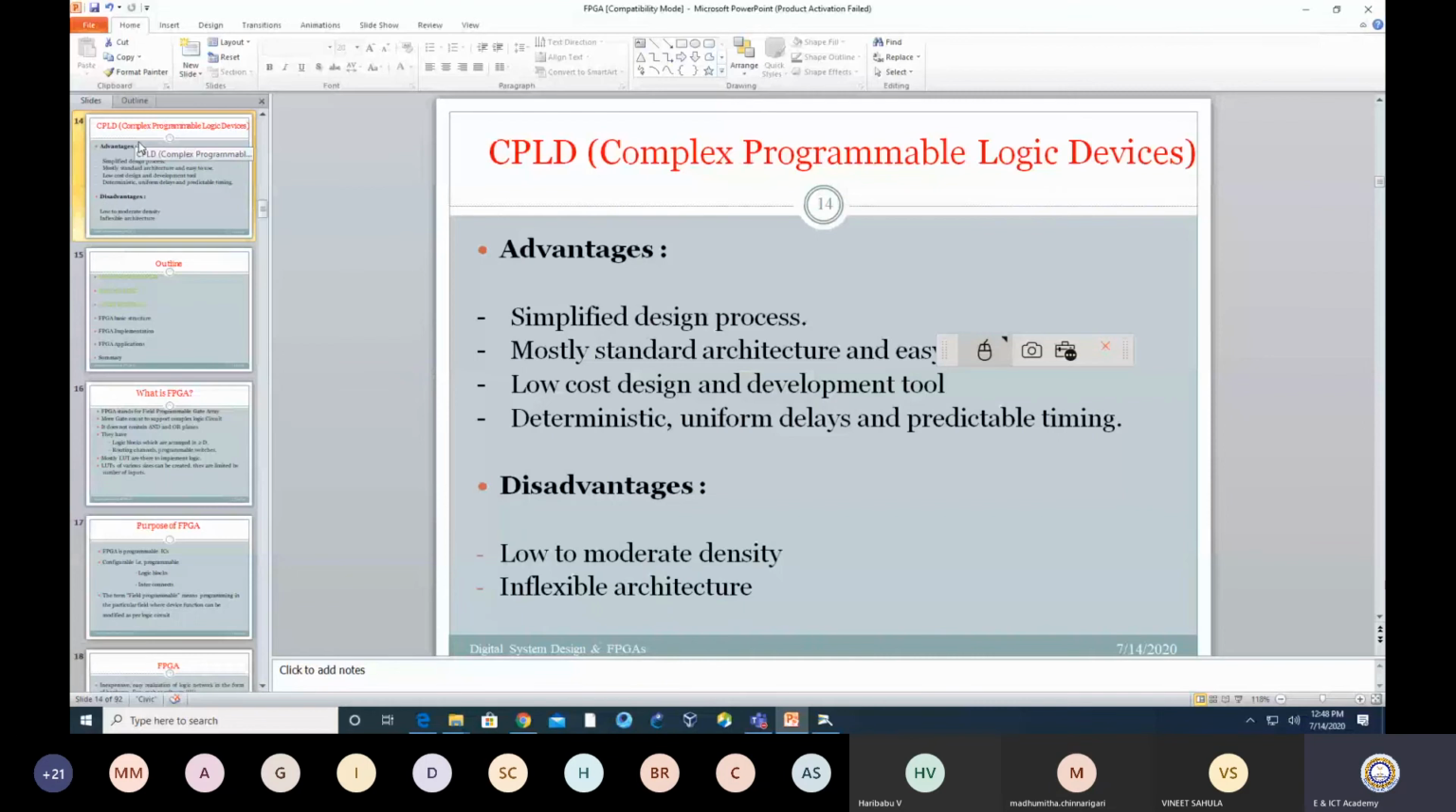Now what are the advantages of your CPLD? It is a simplified design process, which I have already discussed. It is something you can have at low cost of structure because it is some sort of uniform. The disadvantage is that the capacity is low to moderate and still the architecture is inflexible. Okay, still it is an AND OR structure. So with this, the number of gate count that I can achieve is very limited. Still it is an array.